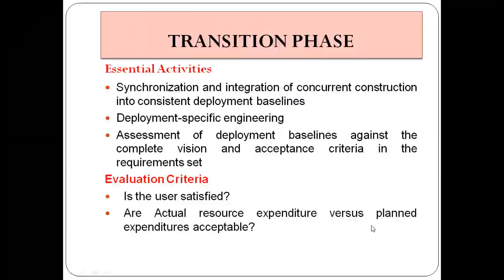So one thing they are going to concentrate on is the expenditure cost. What I have estimated for the expenditure for all the phases, and what actual expenditure I have invested. So they are going to see that in the transition phase at the end. From the scratch to the transition phase, what all the expenditures happened and what I had estimated. So they are going to cross-check the expenditures. So these are the evaluation criteria of our transition phase.